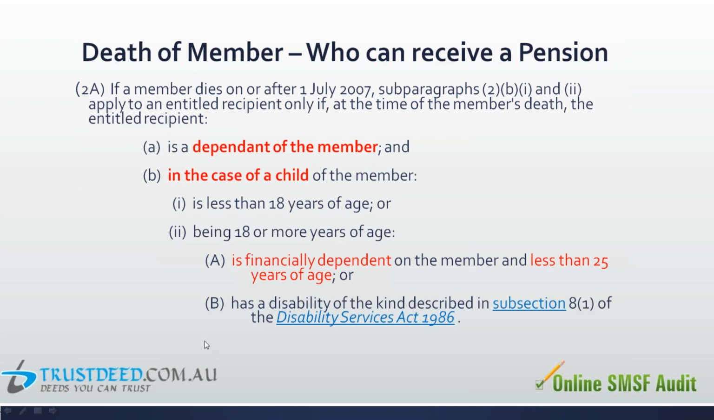Now, if the child is disabled for any reason and he's over 18, there's a definition of what kind of disability, in subsection 81 of the Disability Services Act. If you have a client who's got a disabled child, you should look at whether that child has that kind of disability, and some sort of mental illness in today's kids, with depression and all that. You should have a look at that. And it's possible that the child can continue to receive a pension forever. So they come into the same categories as spouses.